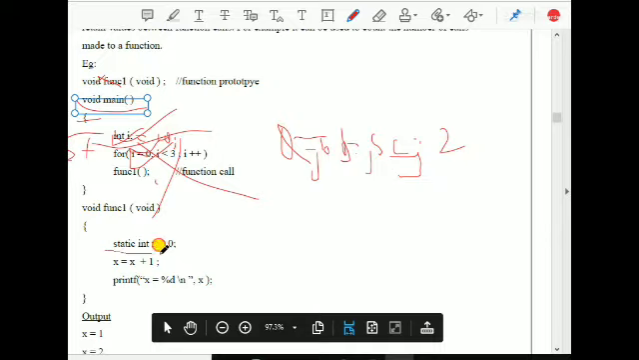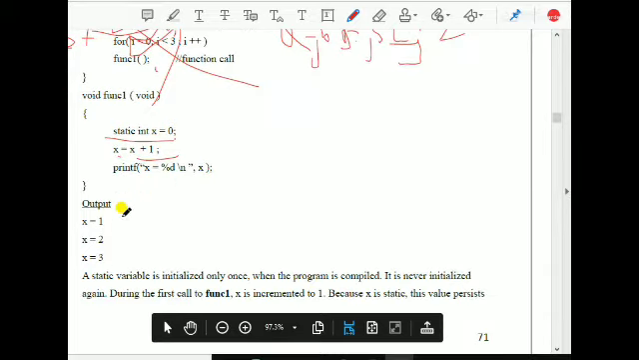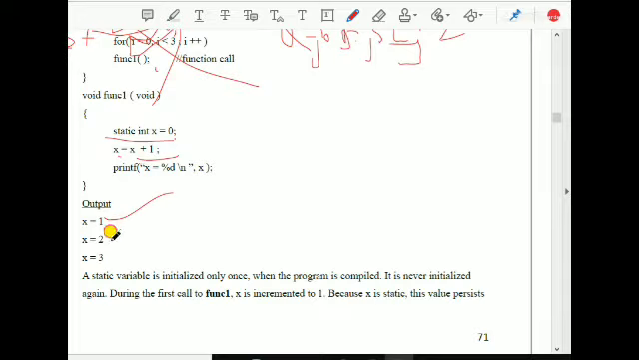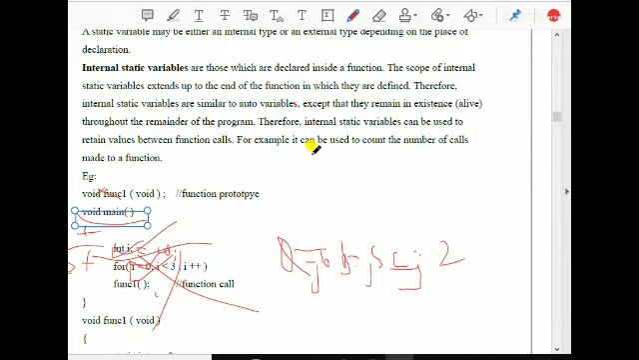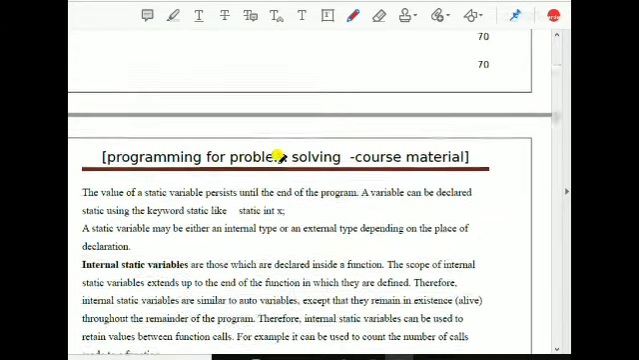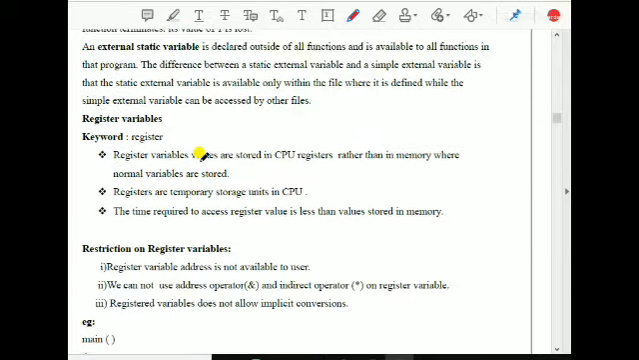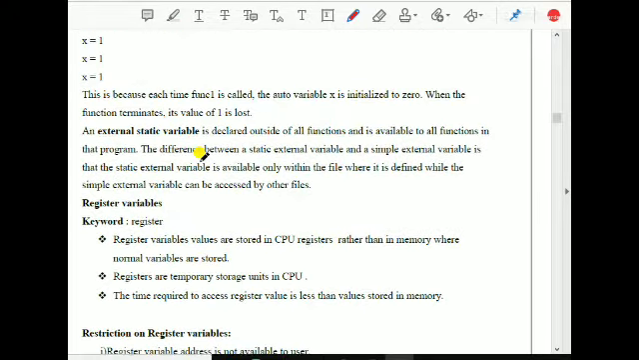See here also, static int x is equal to 0. If we take x is equal to x plus 1, it will not change. So x is equal to 0 means 1, so it will give 1 only. See, it has not changed the value. After printf only it is changed. So the main point for static is that it will not change till the end of the program. That is called a static variable. After the static variable we use register, I think.